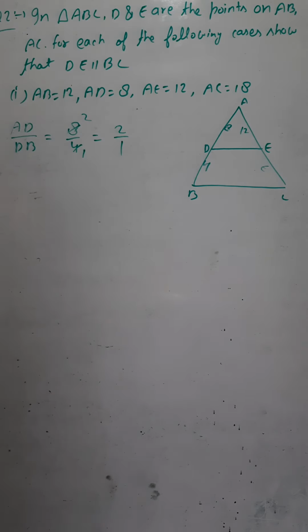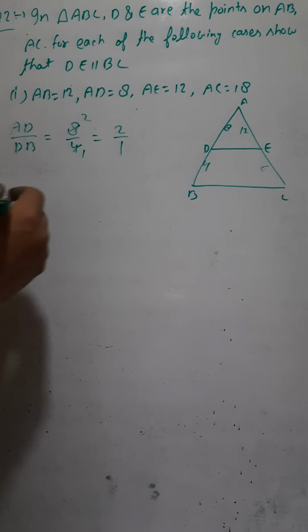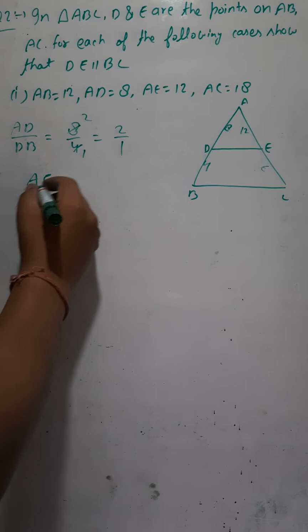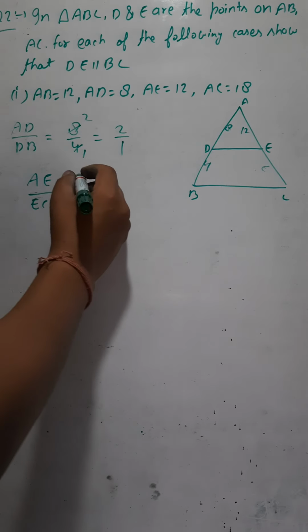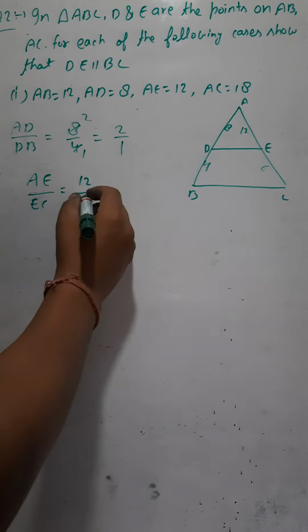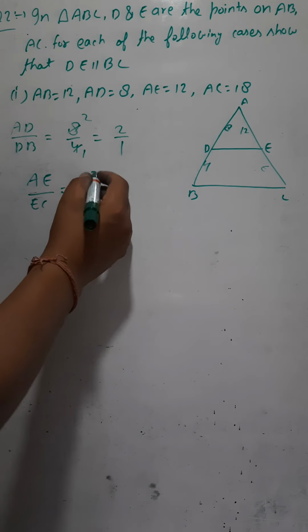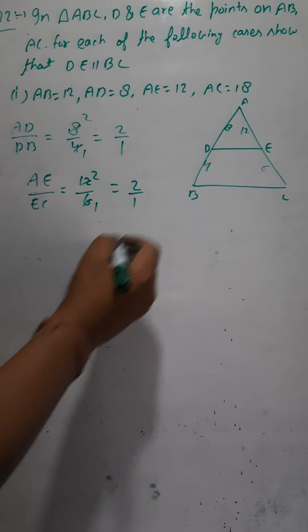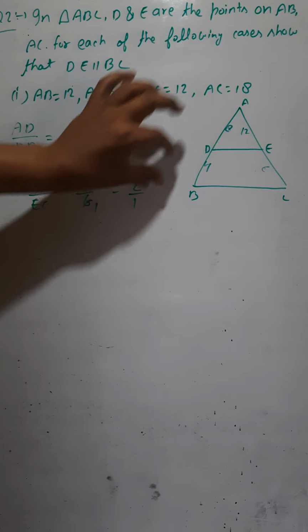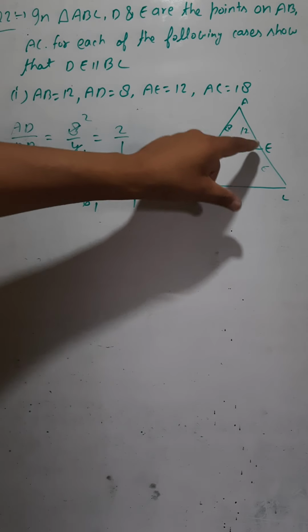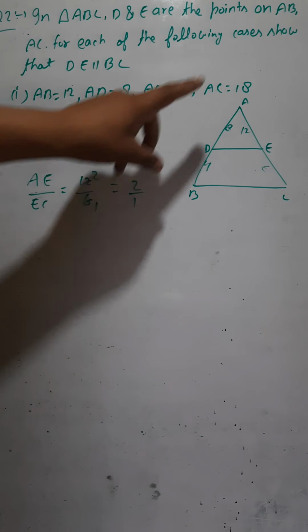Now let me check AE by EC also. AE is 12, EC is 6. Divide this: 6 twos are 12, 6 ones are 6. Again you are getting 2 by 1. It means the ratios are the same. It means AD by DB is 2 by 1, and AE by EC is also 2 by 1. So the ratios are the same.